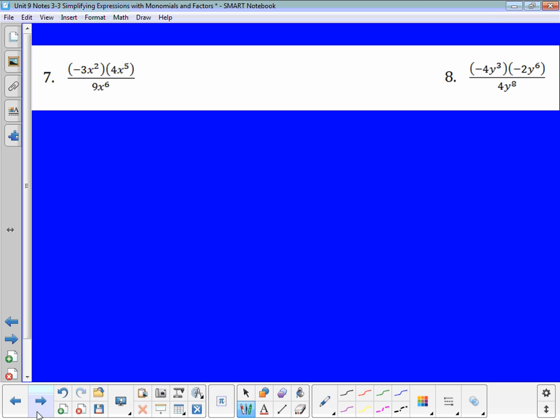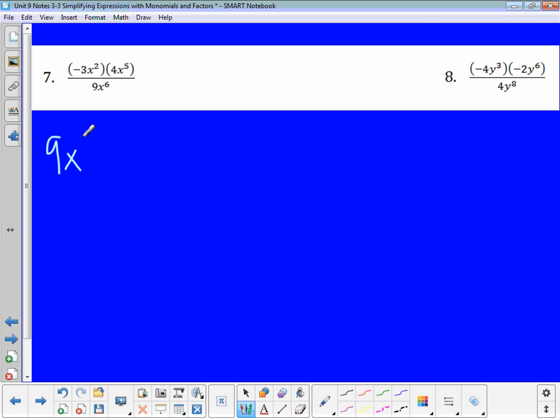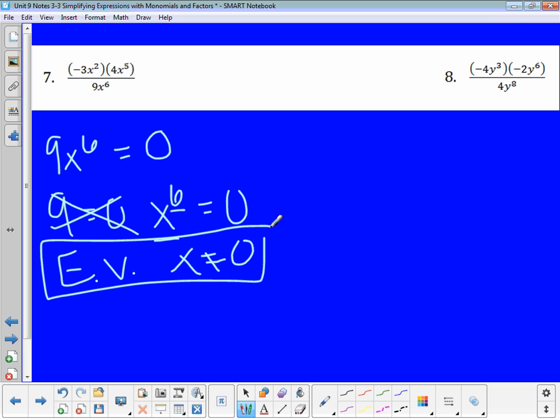So for number 7, first we have to find our excluded value. So I'm going to take 9x to the 6th, and I'm going to set it equal to 0. Well, let's use that mock zero product property and set each part equal to 0. Well, 9's never going to be equal to 0, so we can get rid of that. X to the 6th is only going to be 0 when x is equal to 0. So our excluded value is that x cannot be equal to 0.